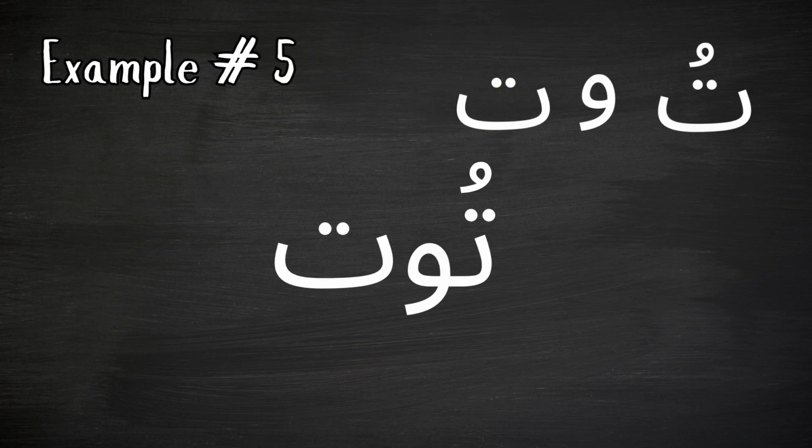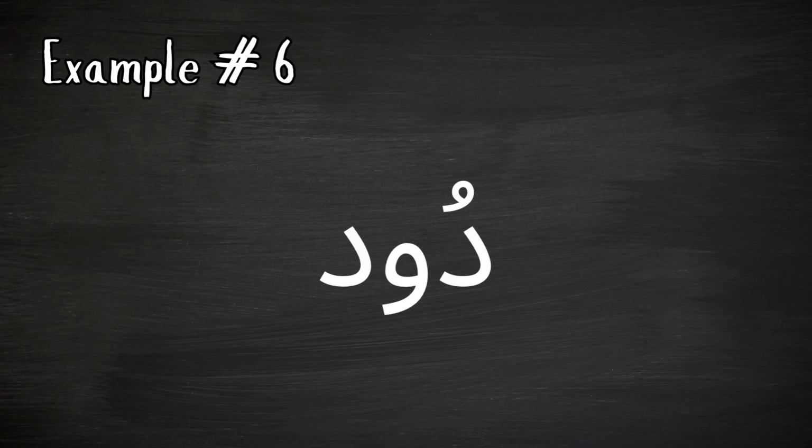Let's read the word together. Tu, oo, t, toot. One more time. Tu, oo, t, toot. Now the whole word. Toot.